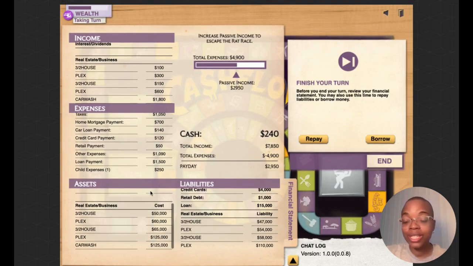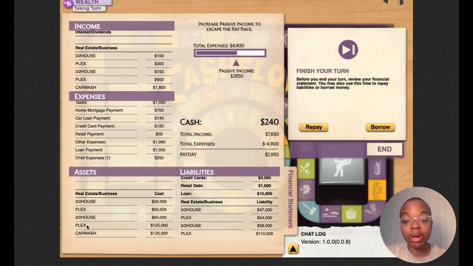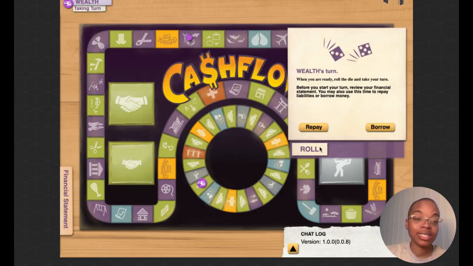I have two 3-bed, 2-bathroom houses that I'm using as real estate income. I got a couple multifamily properties and I have a car wash. I got quite a bit of assets on my side. And then my payday, 2,950, that's still pretty good. That's pretty good.